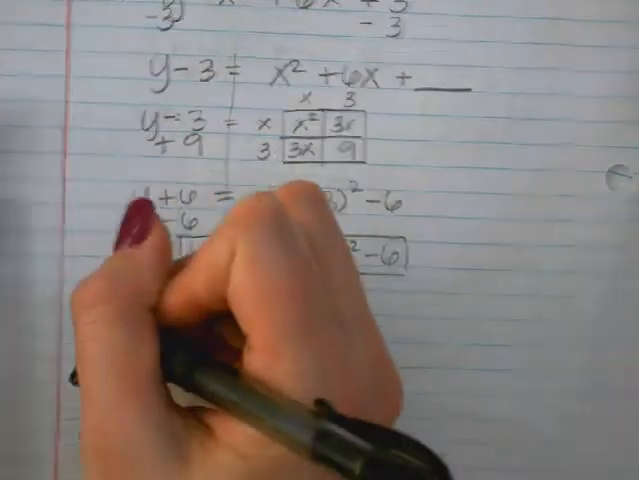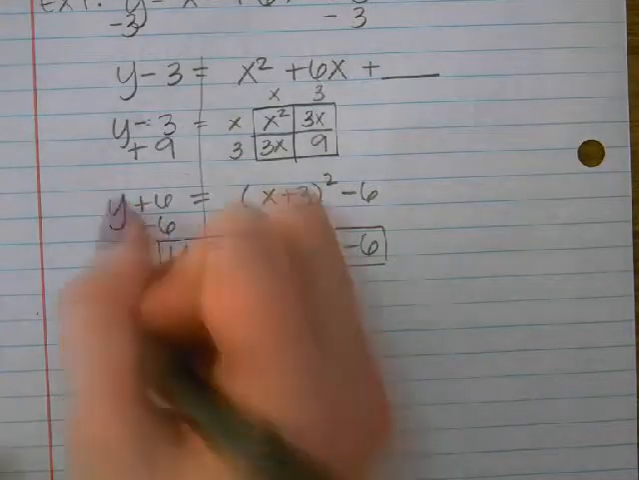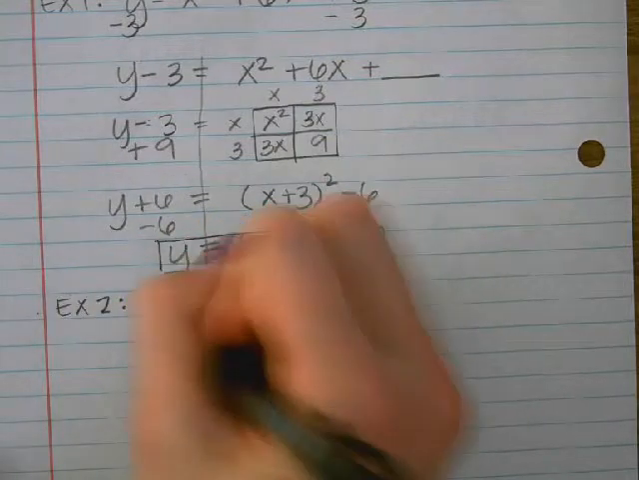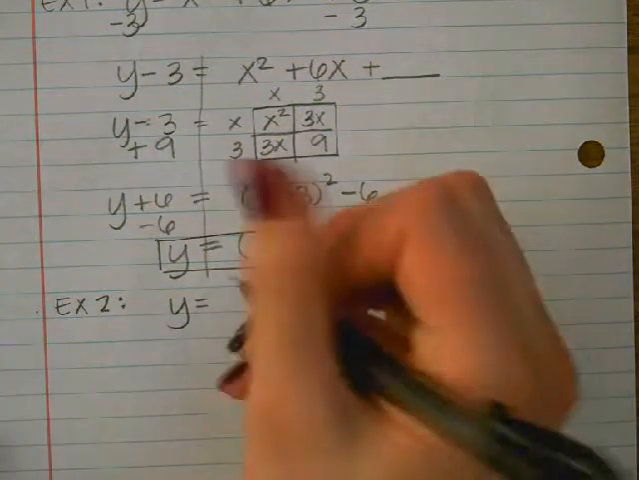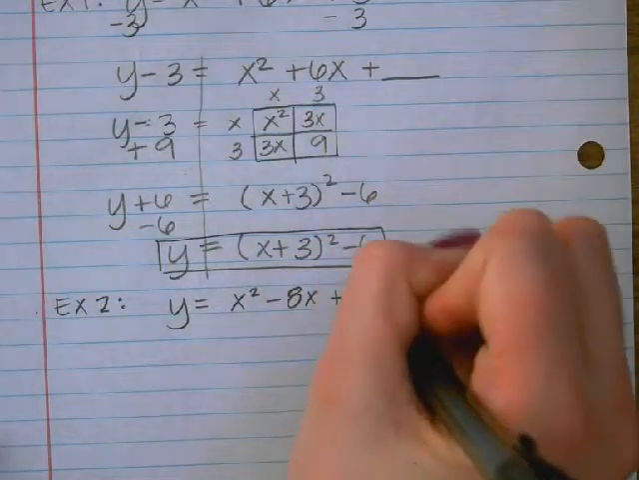So example 2. Y equals x squared minus 8x plus 7.